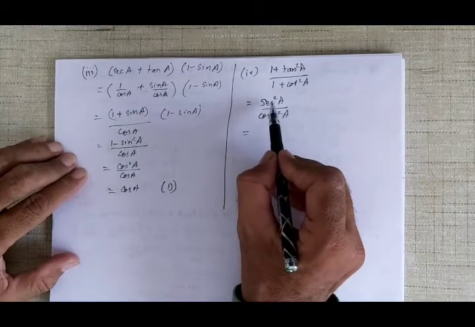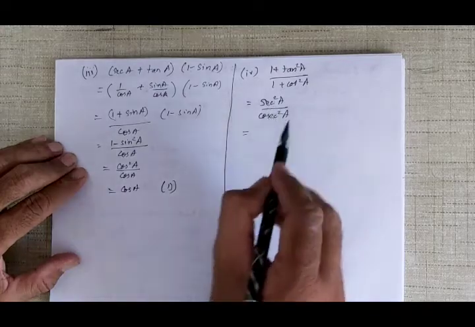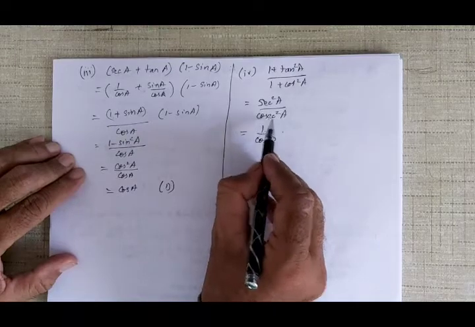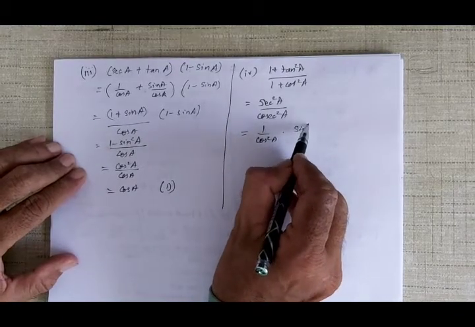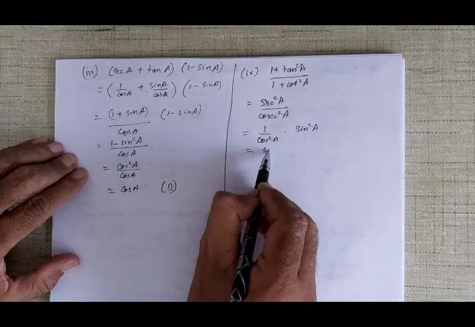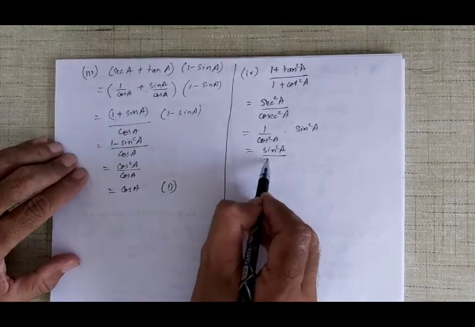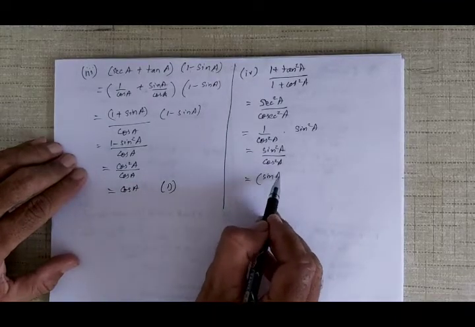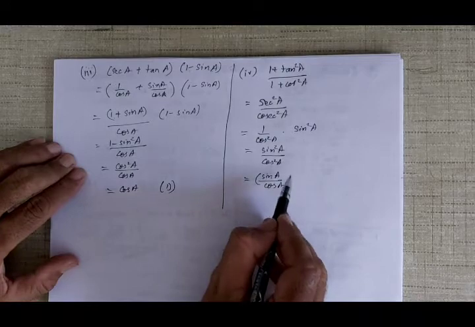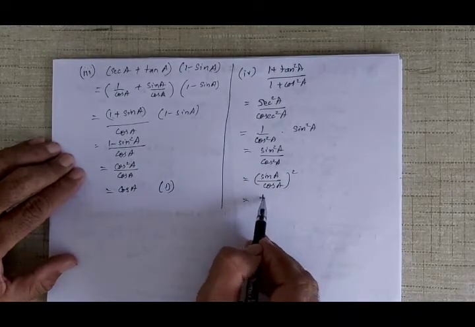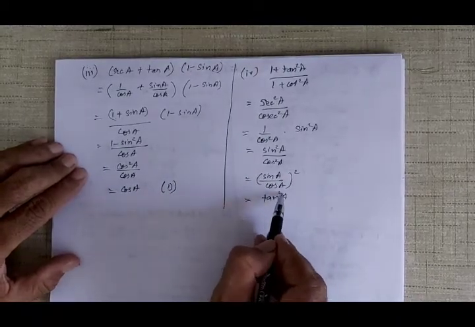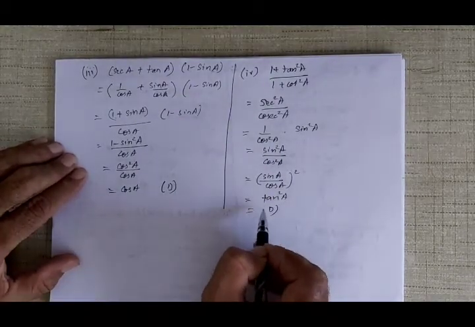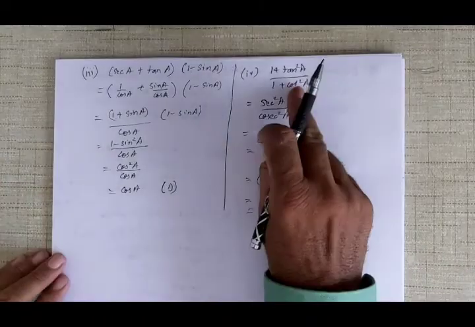Now sec square a, sec is reciprocal of cos, so I can write 1 upon cos square a. And cosec is reciprocal of sine, so it becomes sine square a. So I get sine square a upon cos square a. Or I can write like this, (sine a upon cos a) whole square. Sine a upon cos a is tan a, so tan square a, and that is option number D. This is option D. Okay, now you can see this could have been done differently also.